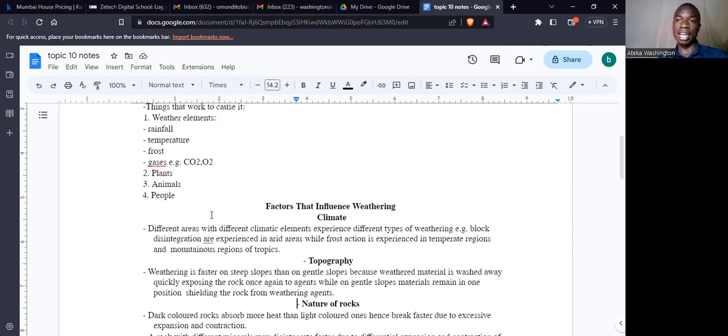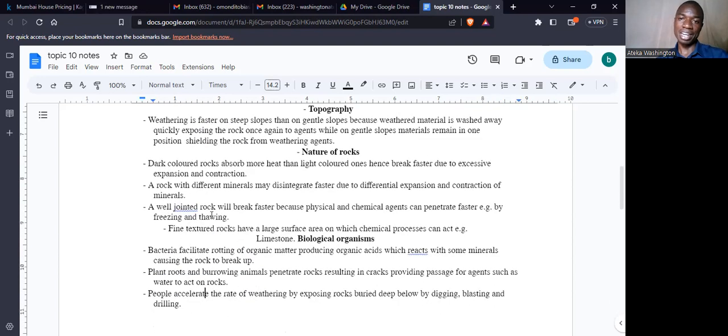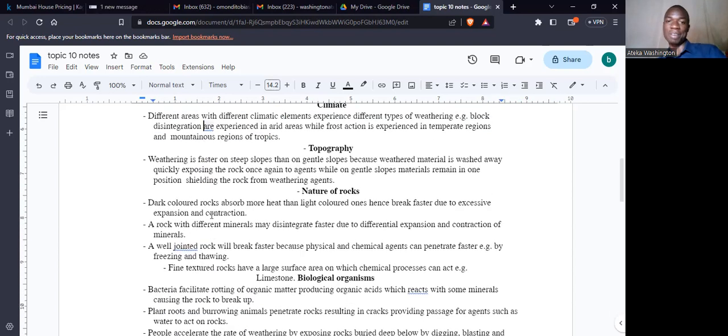Then lastly, people, and in people, we are asking, what are these people doing? And this brings us to human activities. Our day-to-day activities, for instance, quarrying, which has actually become common in today's world. You will see very many people practicing quarrying in different places, looking for minerals.